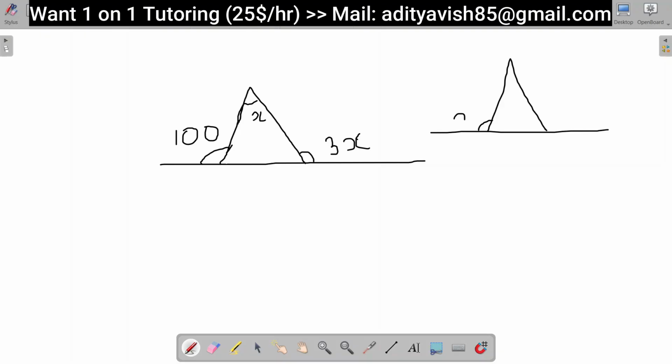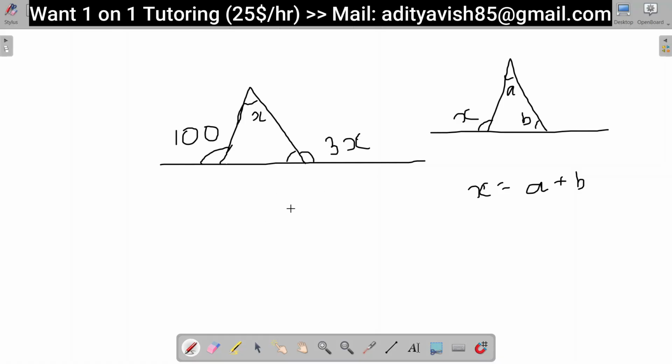Like if this is x and this is a, this is b, then x is equal to a plus b. So here we don't have this angle, but we have this angle.